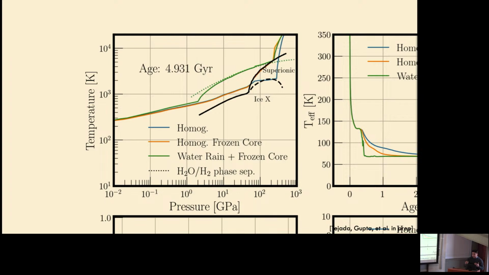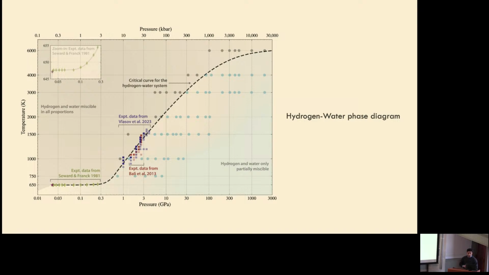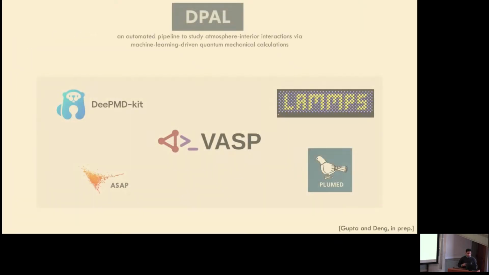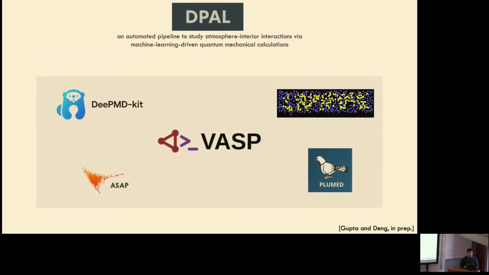What that tells you is that maybe it is important for Uranus and Neptune to have some primordial gradients, like compositional gradients. But further on, there are other issues with these kinds of studies, which is that each of these dots that you're seeing here is something like 10 years of CPU time, a single CPU. And so we have been working on making this process much simpler and much faster, to automate this entire process of figuring out atmospheric interactions via machine learning driven quantum mechanical simulations. But of course, I'm almost out of time, so this is something for next time. I hope I meet you.